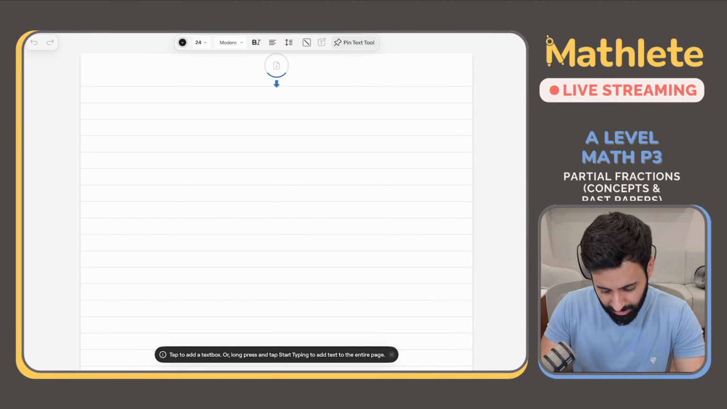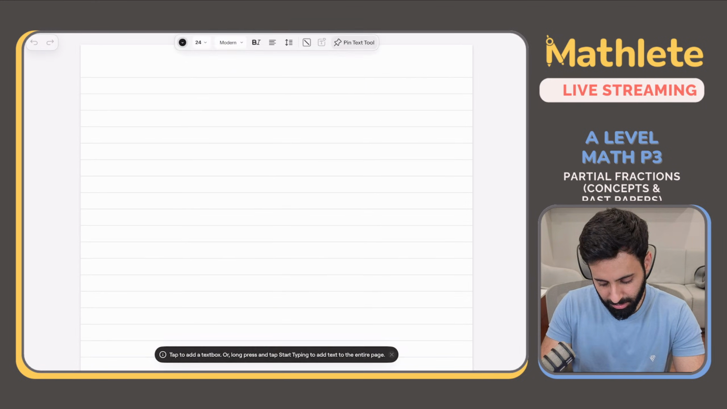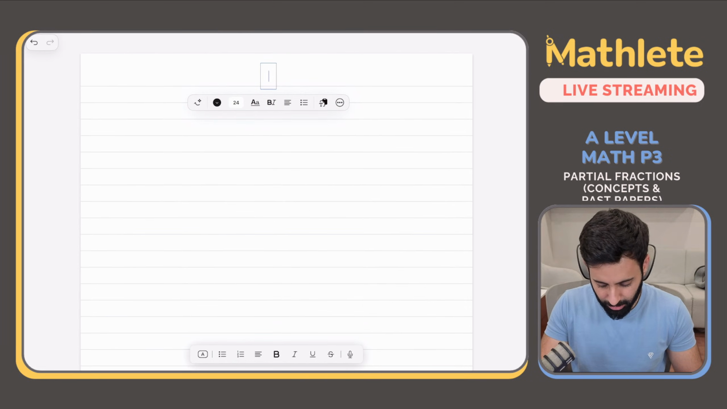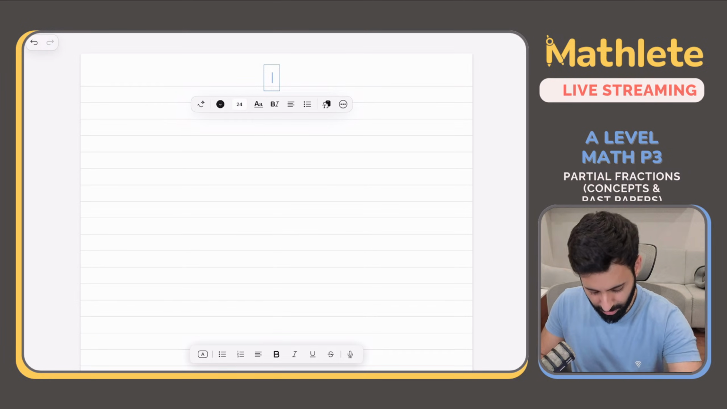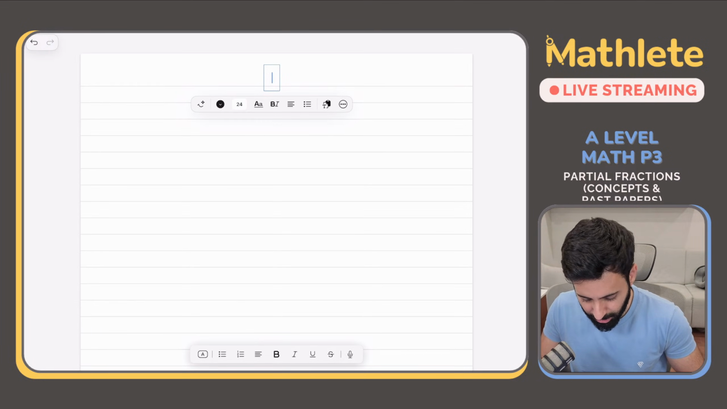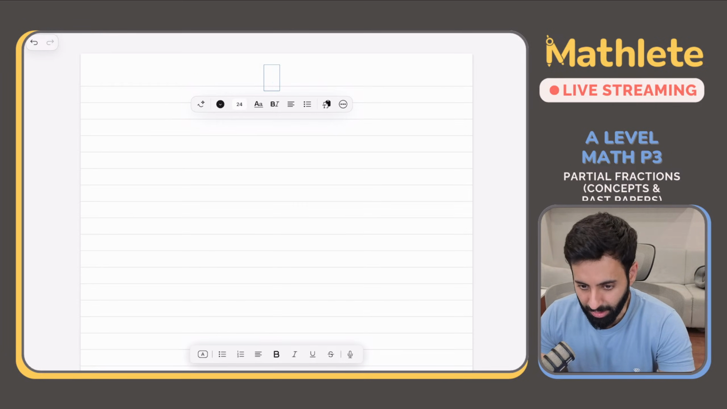So what exactly is the purpose of partial fractions? Look, you may get a standalone question, but the purpose of partial fractions is also so that you can use it, maybe to integrate, and you can use it for binomial as well.